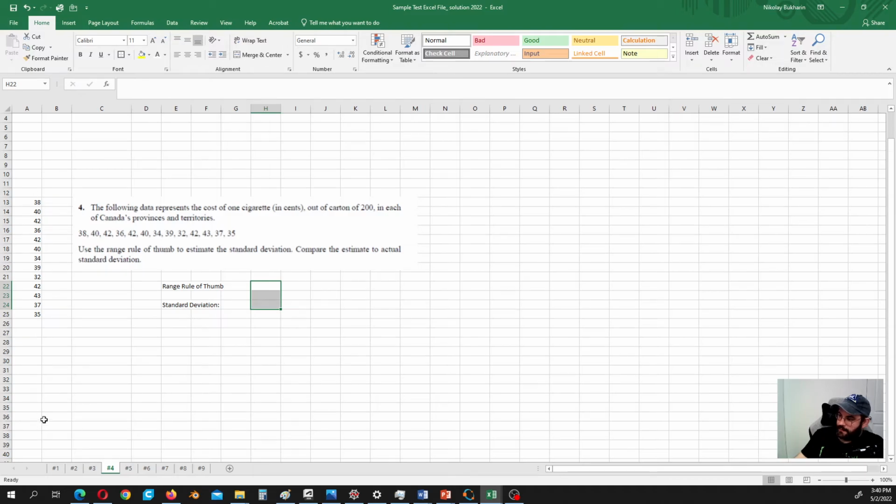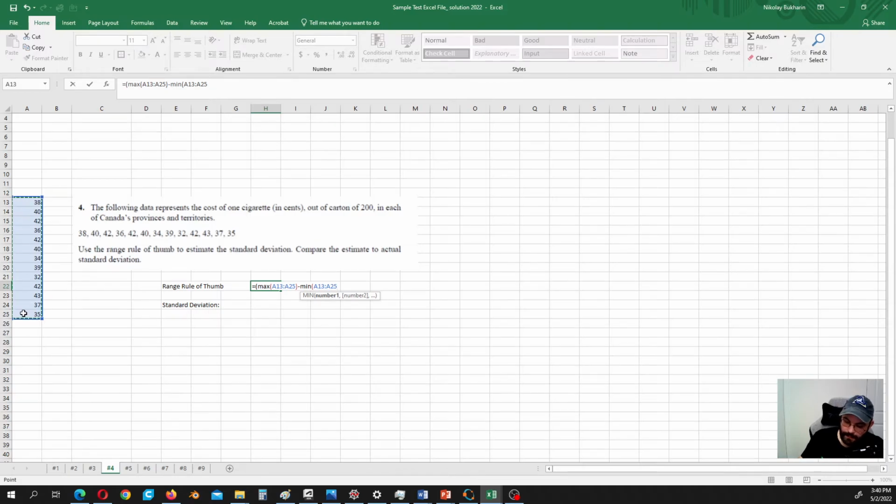Okay, so in this case, we have some small data set and we need to estimate standard deviation using the range rule of thumb, which is range divided by 4, and then just compare the estimate to the actual standard deviation. So the rule of thumb: range, which is maximum minus minimum. This is our range, and divided by 2.75. So this is the standard deviation estimated using the range rule of thumb.